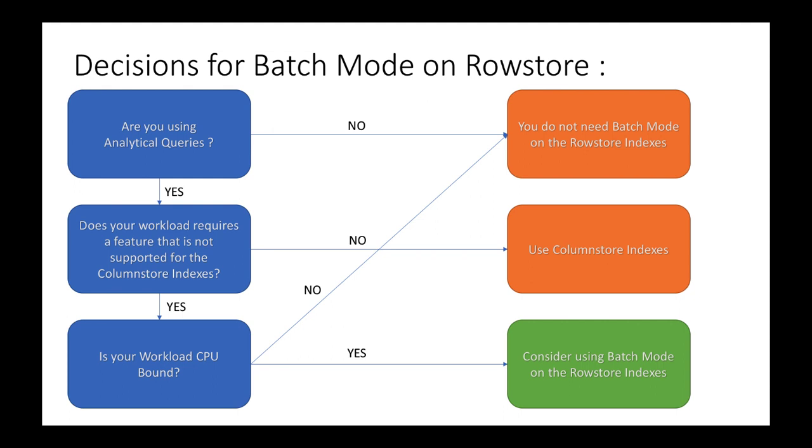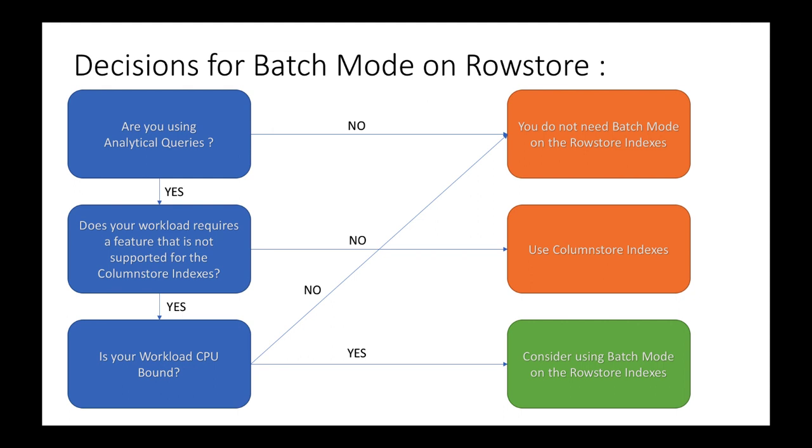And here is a very important question. Is your workload CPU bound? If your workload is stopped or slowed down because of other problems, such as memory or disk I/O, it's not exactly like the batch execution mode will bring you huge advantages. But if you say, yes, I'm CPU bound, I cannot use the Columnstore indexes because of that and that, and I'm running mostly, or I run some important, analytical queries, then the batch execution mode on the Rowstore should be on your consideration list.